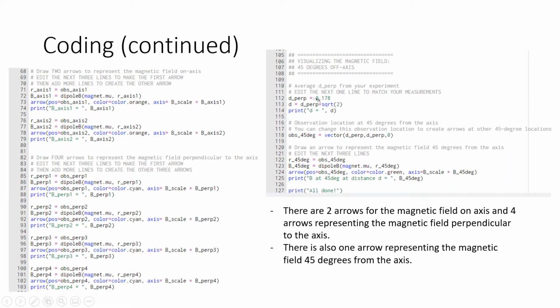And right here, you get the average of the perpendicular distance from my experiment and plug it in to get a d value here for the 45 degrees from the axis value of d. And I create another arrow to represent the magnetic field 45 degrees from the axis.